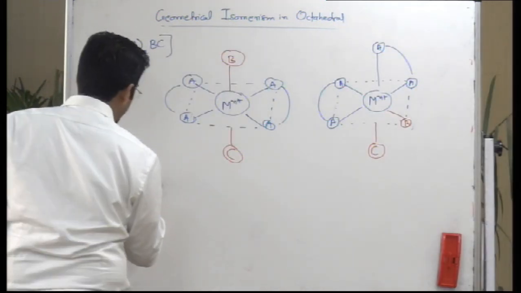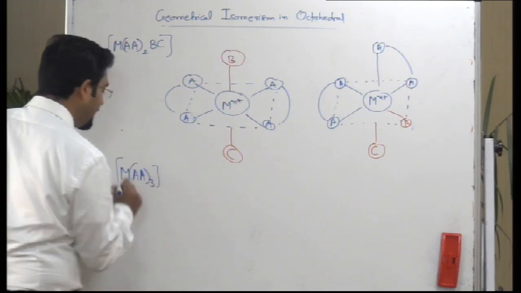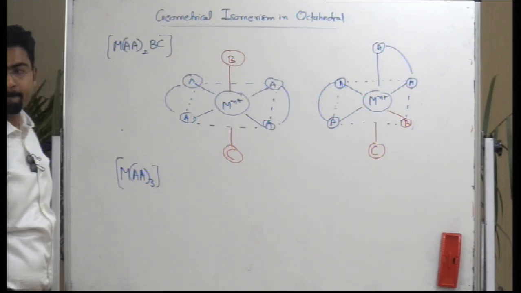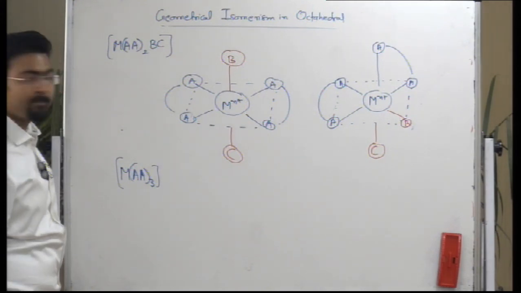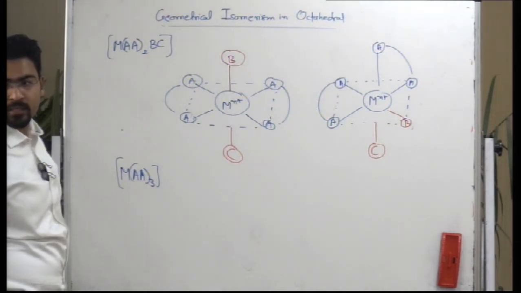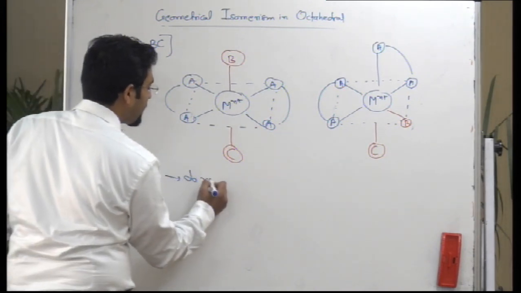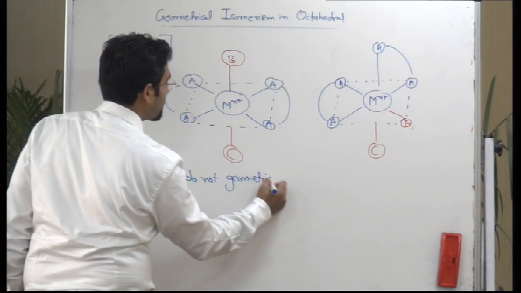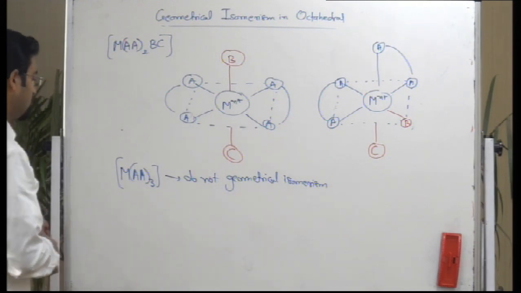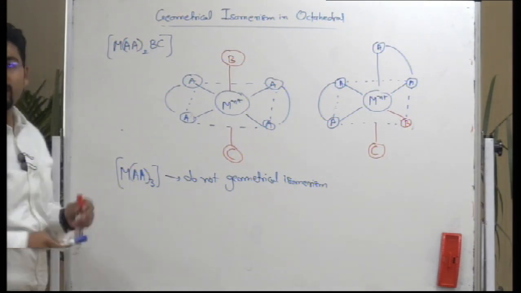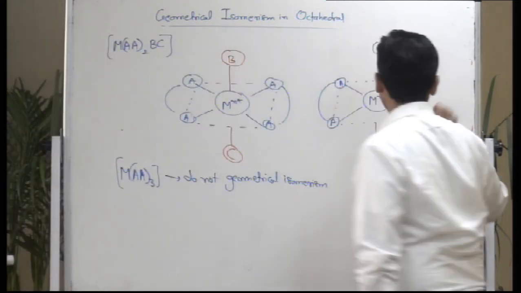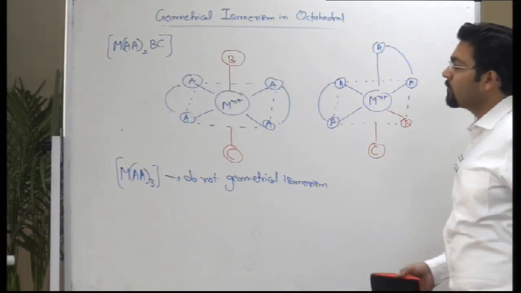If I have three symmetrical bidentate ligands, then what will happen? All the positions will be identical, so it does not show geometrical isomerism. Right, so similarly we can make multiple cases and observe ourselves, and if you find any difficulty in observing another case, just let me know, we'll explain it again. Now let's move on to optical isomerism.